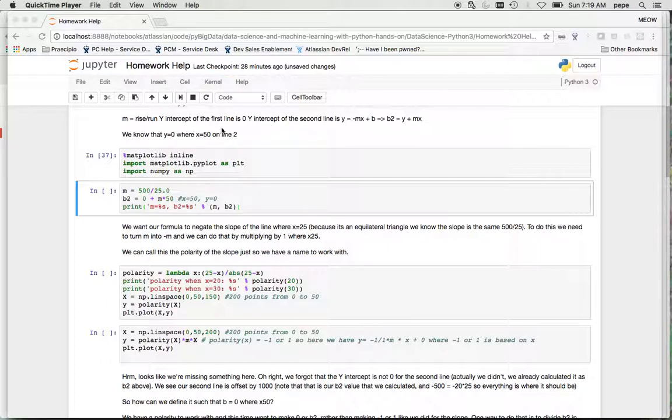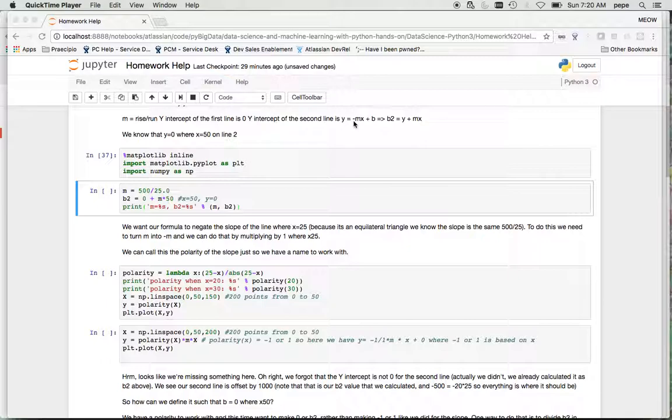The y-intercept for our first line is 0, because at x equals 0, y equals 0. We're just defining that as how we want to draw our triangle. The y-intercept for the second line we don't know. We're going to have to calculate it. But we do know that that y-intercept value is going to be equal to y equals mx plus b, where x equals 0 for our second function.